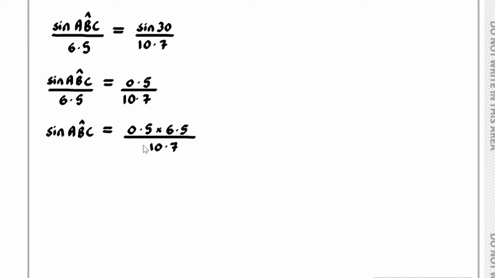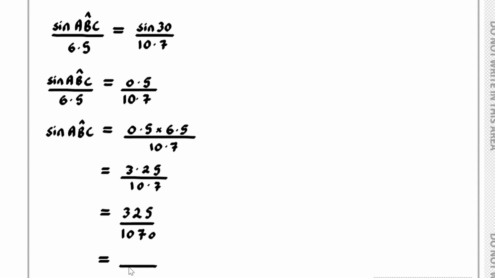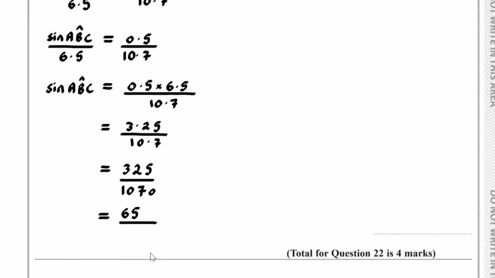So half of the 6.5, that is 3.25. So we have 3.25 over 10.7, and if we multiply both the top and bottom by 100, we end up with 325 divided by 1070, and because both numbers can be divided by 5, if we divide those numbers by 5, what we end up with is 65 divided by 214. So this is our simplified value for sine ABC.